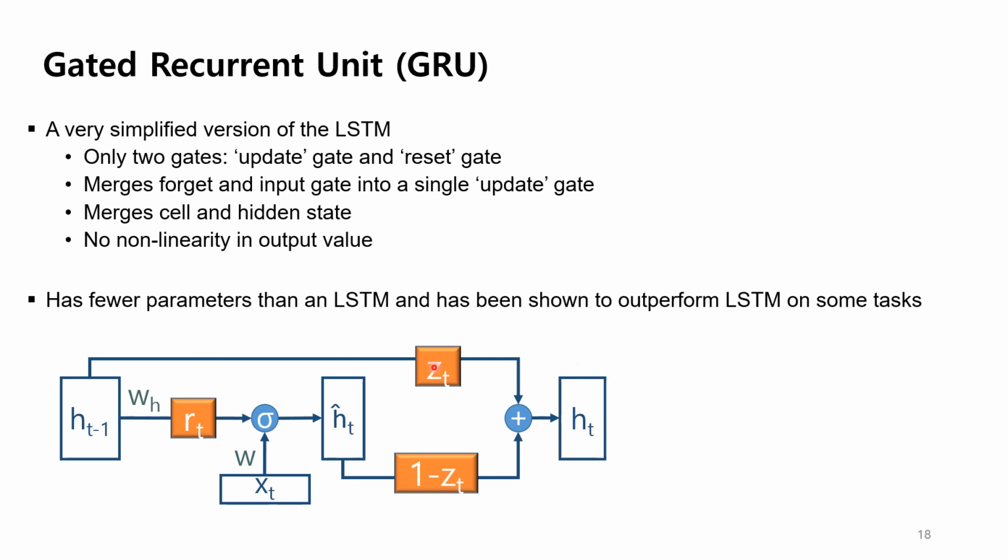Or maybe if this update gate is 0.5, we take half of this and half of this and combine them by addition, and that result becomes the value of the next hidden node. So that's the basic idea of GRU.